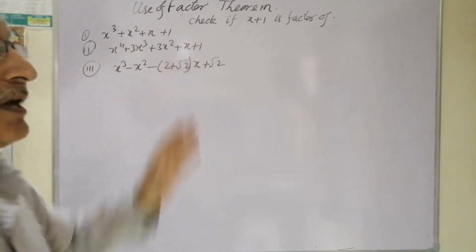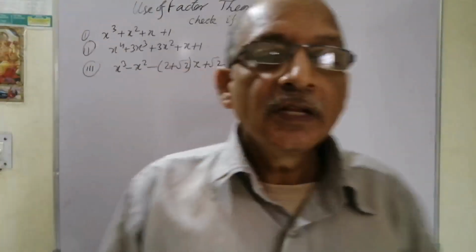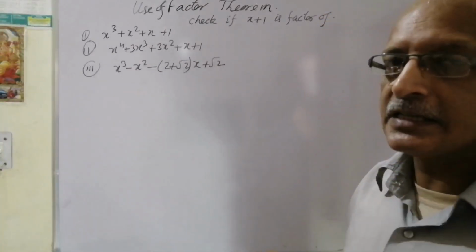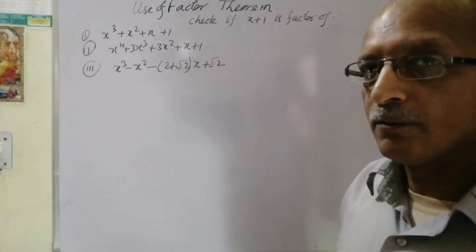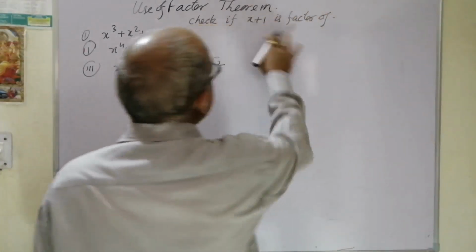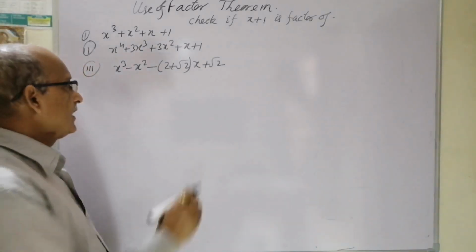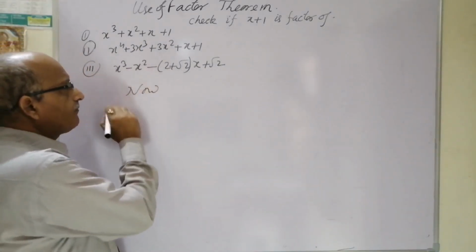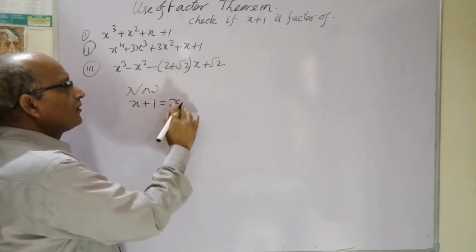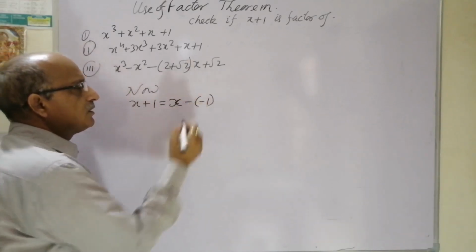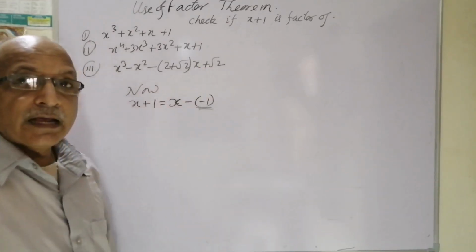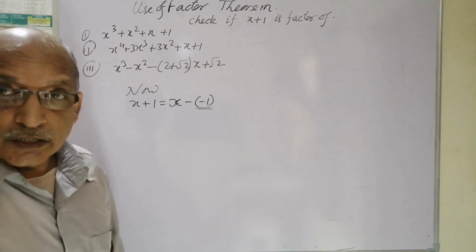We have to examine. Now again recall the theorem. Theorem says x minus a will be a factor if P(a) is 0. So we will write it in the form of x minus a. I am taking the first one, x plus 1 can be written as x minus of minus 1. So what is standing for a? That is minus 1. Now we'll examine whether P(a) is 0.